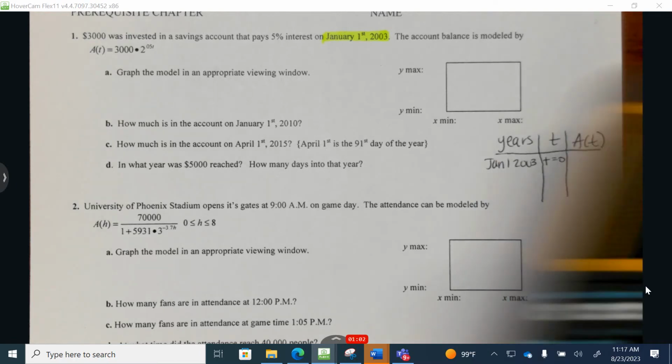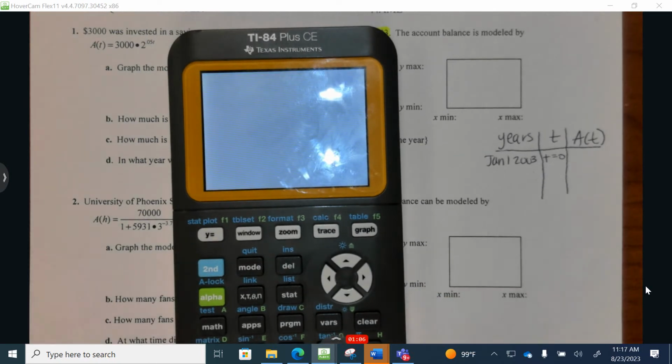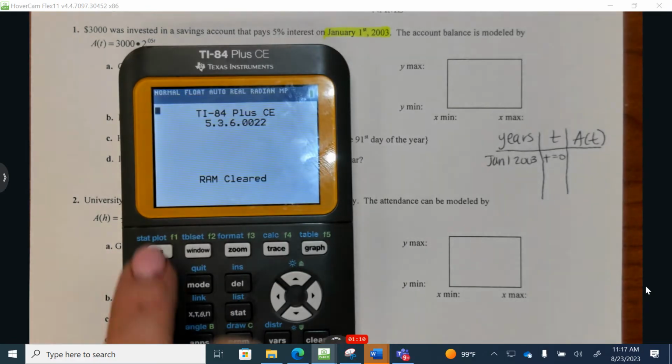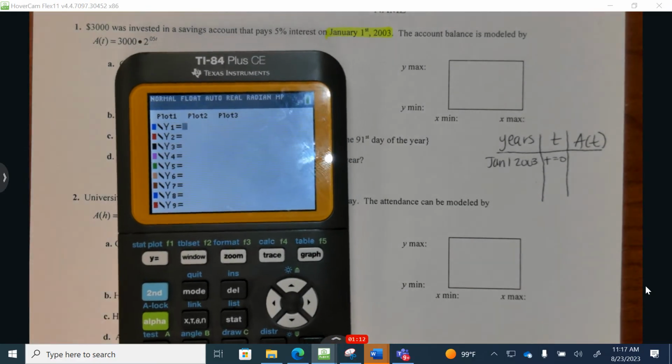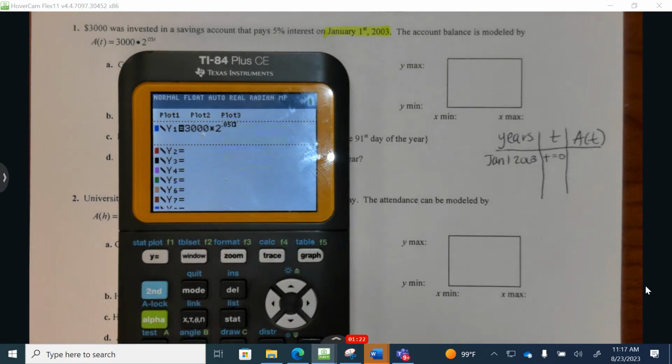Okay, so the first thing we're going to do is please clear your calculator like I have done. Second plus 7, 1, 2. RAM cleared. And now we're going to plug this in together. We're going up to Y equals, taking 3,000 times 2 raised to the 0.05. And although it has a T on our calculator, we are going to put an X. Do not hit graph yet.